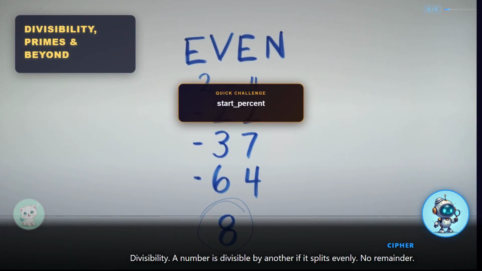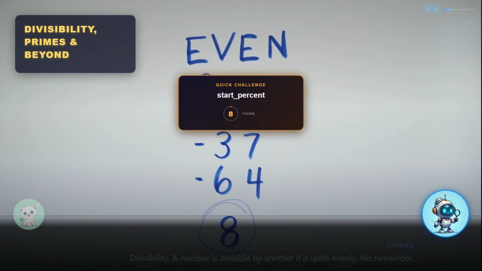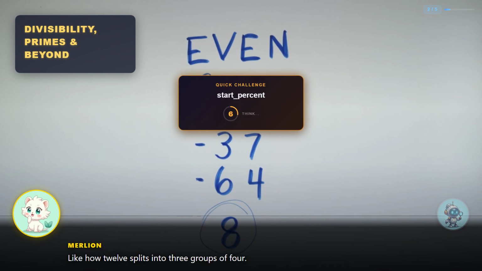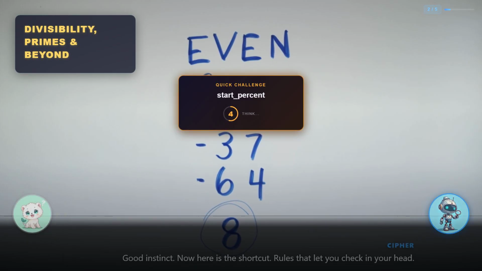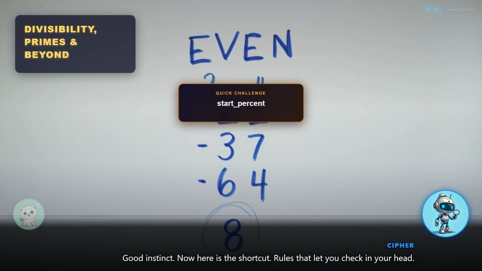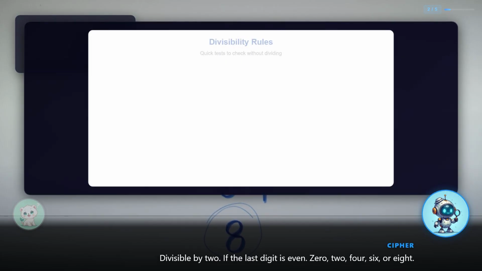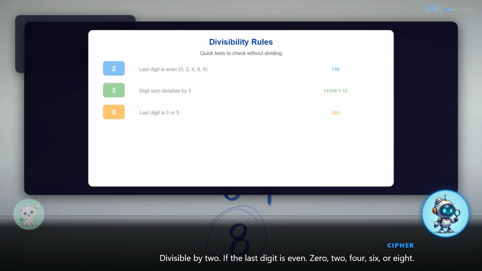Divisibility. A number is divisible by another if it splits evenly. No remainder. Like how 12 splits into 3 groups of 4. Good instinct. Now, here is the shortcut. Rules that let you check in your head. Divisible by 2. If the last digit is even: 0, 2, 4, 6, or 8.